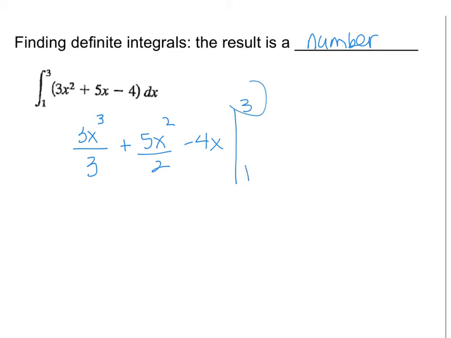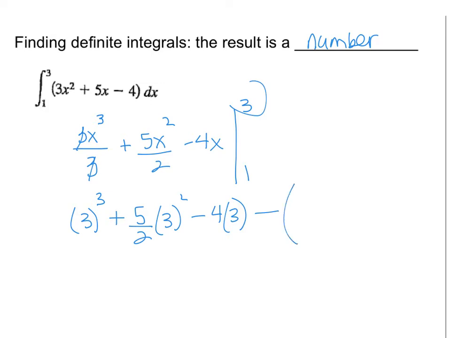So in order to do that, you start with the top number. So this is just x to the third, right? That cancels. So I would have 3 to the third plus 5 halves 3 squared minus 4 times 3, right? That's just putting 3 in for it. Then minus, and I'm going to put a parenthesis. This would be 1 plus 5 halves minus 4. Okay, and so that would take a little bit of time to figure out.